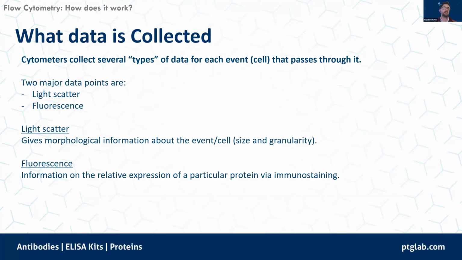Light scatter is going to give us some morphological information about a given event or a cell in terms of the cell size and the granularity of that cell, i.e. what the components are like within that cell. And then fluorescence, of course, is the information we're getting on the relative expression of a particular protein, and we get that from our immunostaining, so using antibodies conjugated to fluorophores to stain those particular proteins.